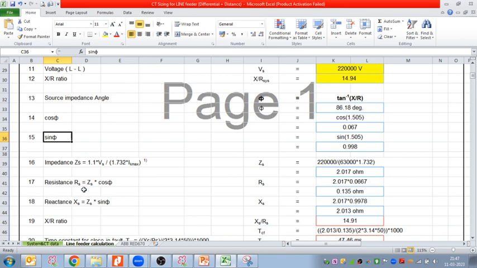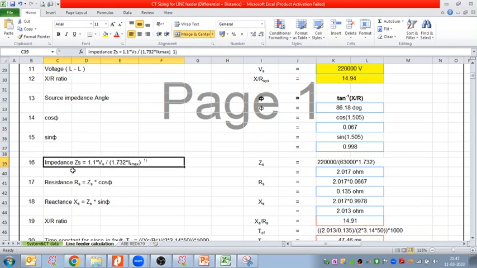Now we need to calculate the impedance Z, and based on that we will go to the resistance R and reactance X. For impedance Z, see, the 1.1 is my margin, so forget about 1.1. Impedance will be Vs divided by root 3 into Isc. We have a 3-phase system, so root 3 is taken here, and since we are calculating the source impedance, we need to use the fault short circuit current.